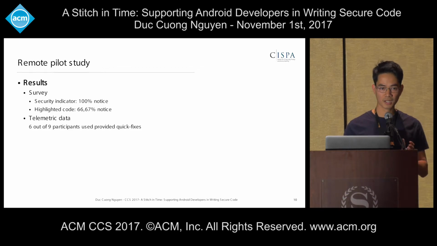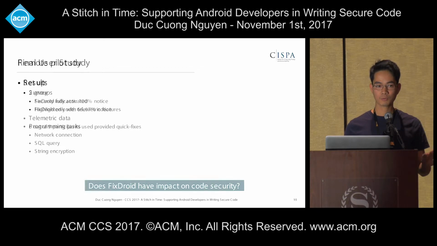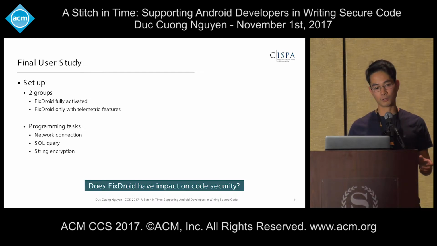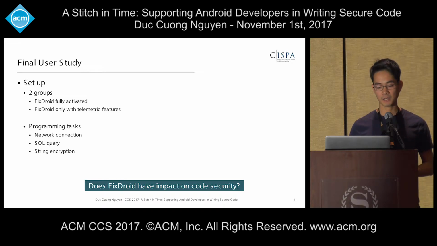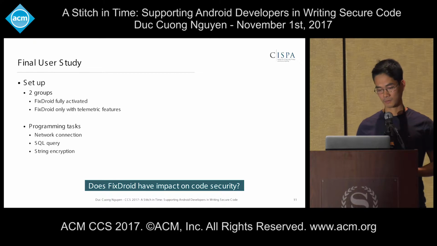So we want to draw the line between one group without FixRoid activated or with only telemetric features, and the other group with the full support of FixRoid. So we want to see if FixRoid creates some difference in terms of code security. We have the same 3 programming tasks, and the question we want to answer here is, does FixRoid have impact on code security? And this is how the study goes.